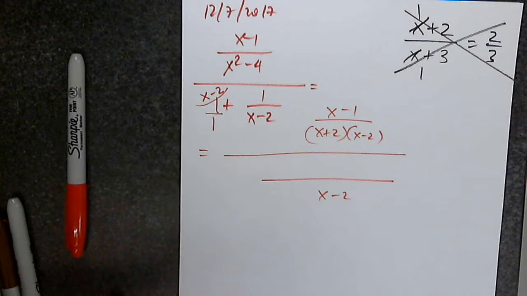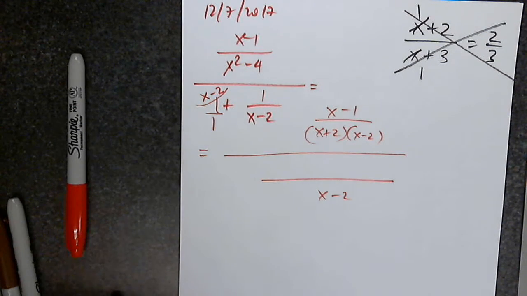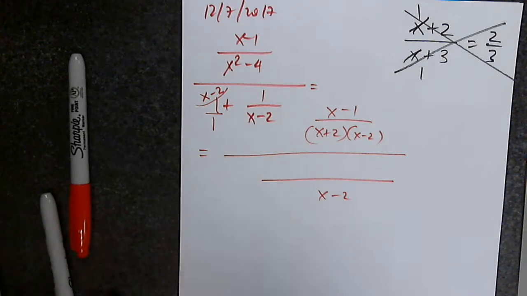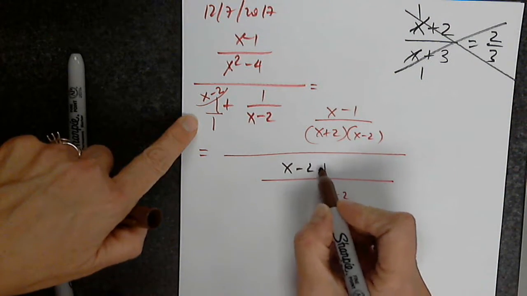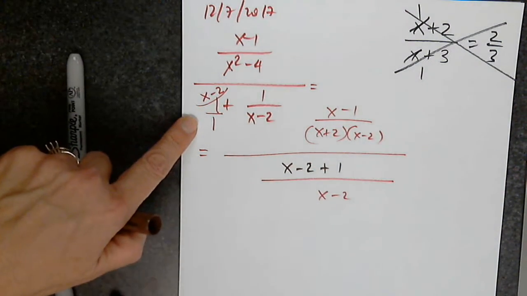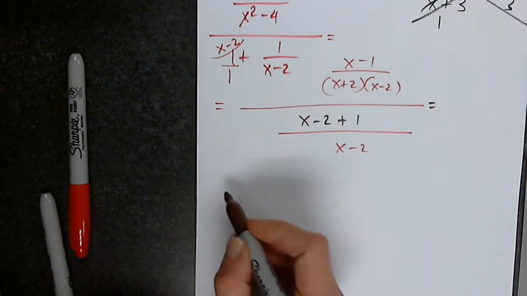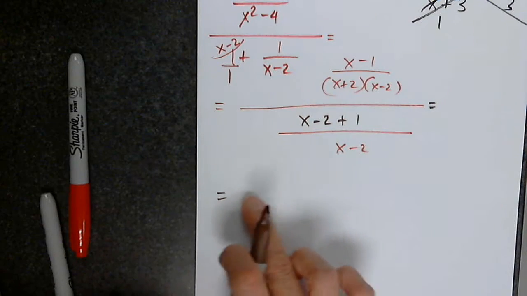Yes? Now I will write a numerator for the fraction in the denominator, which will be x minus 2 plus 1. Are we okay so far? Okay, so then I copy the numerator. Now I can copy it right here.